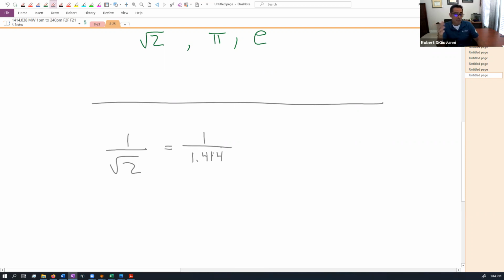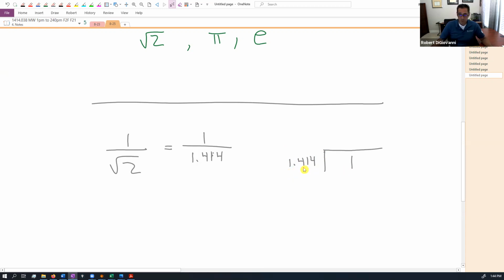And now they try and do old school division, right? Remember old school division, where you go division box, you put the numerator in here, you put the denominator on the outside. I cannot write 1.414 for some reason, right? And then you have to try and start figuring out how many times does 1.414 go into 1?